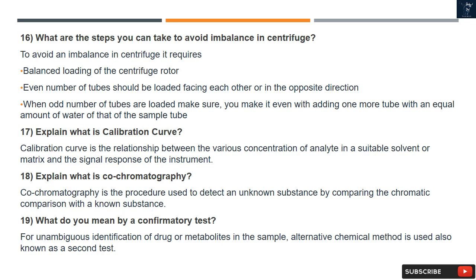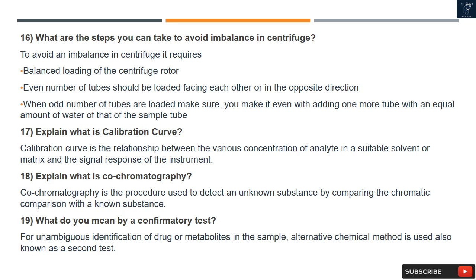16. What are the steps you can take to avoid imbalance in a centrifuge? To avoid an imbalance in a centrifuge, it requires balanced loading of the centrifuge rotor. An even number of tubes should be loaded facing each other or in the opposite direction. When an odd number of tubes are loaded, make it even by adding one more tube with an equal amount of water as that of the sample tube.